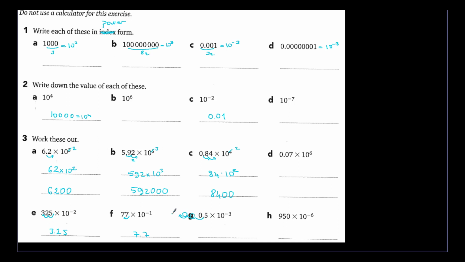The answer is going to be 0.00004.5. Okay, 950 times 10 to the power of 6 is going to be equal to 1, 2, 3, 4, 5, and 6. We are going to put the decimal point here, with 1, 2, 3 zeros in front of it, and of course we should have the 0 before the decimal point for this type of number. So the answer is going to be equal to 950.